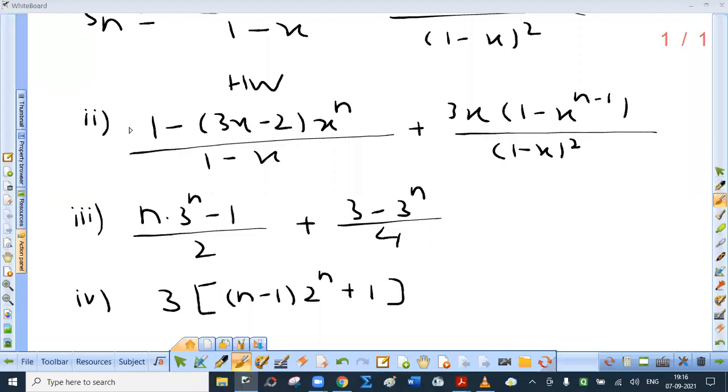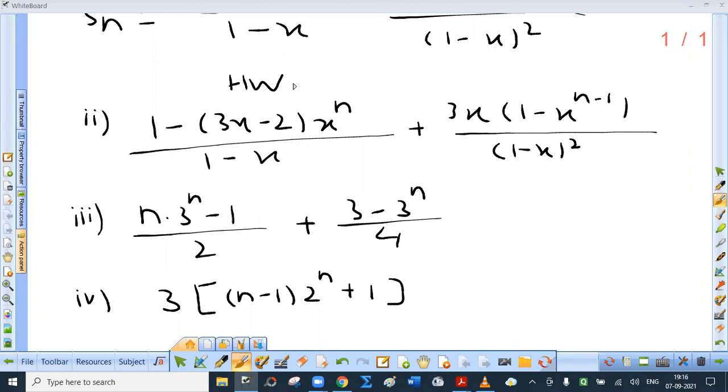These are the answers for the homework sums. Second question, find the sum to infinity of the following arithmetic geometric sequence. We'll be doing the first part: 1, 2 by 4, 3 by 16, 4 by 64. What is small a? First term of an AP, 1. Common difference, 1, 2, 3, 4 are in AP, so common difference 1. Common ratio is 1 by 4. Modulus of common ratio is 1 by 4, less than 1, so sum to infinity exists.